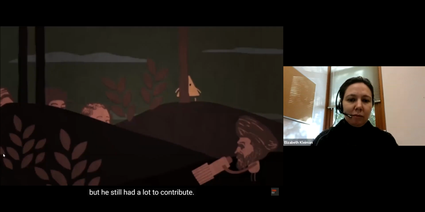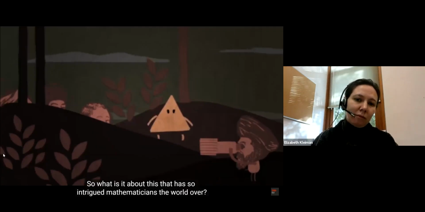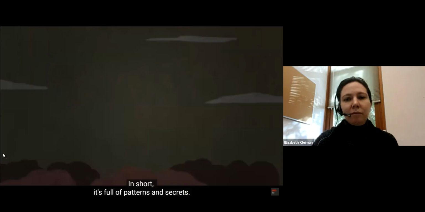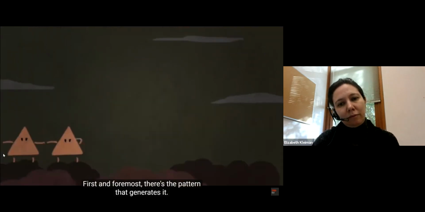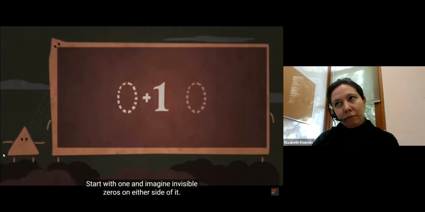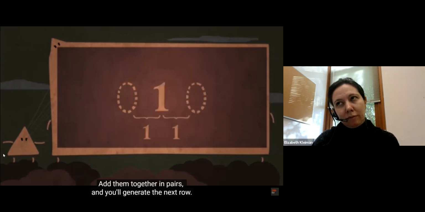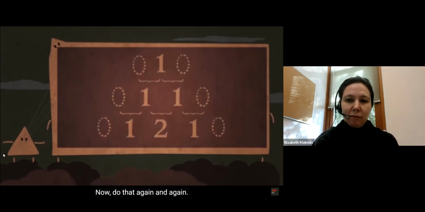So what is it about this that has so intrigued mathematicians the world over? In short, it's full of patterns and secrets. First and foremost, there's the pattern that generates it. Start with 1 and imagine invisible zeros on either side of it. Add them together in pairs and you'll generate the next row. Now do that again and again.